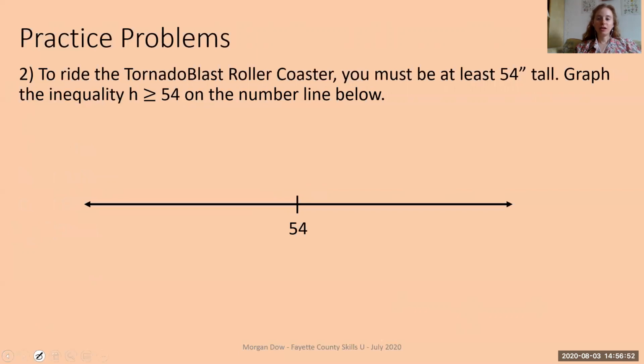All right, so now we're basically going to take that same situation and graph it. To ride the Tornado Blast roller coaster, you must be at least 54 inches tall. Graph the inequality, H is greater than or equal to 54, on the number line below. So I've already drawn the number line. It says H is greater than or equal to, so that's going to be a filled in circle. And we are talking about numbers greater than 54, so my arrow will point to all of those numbers that are greater. And that's number 2 done.